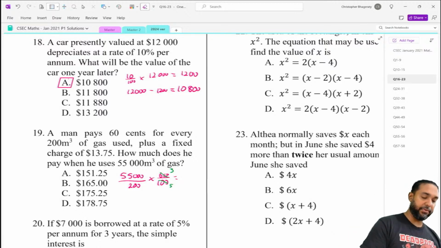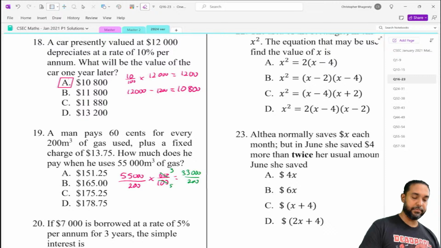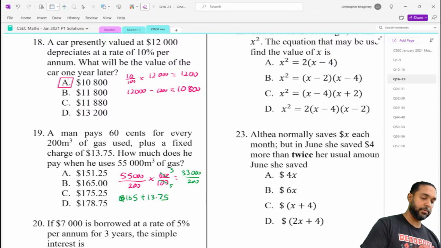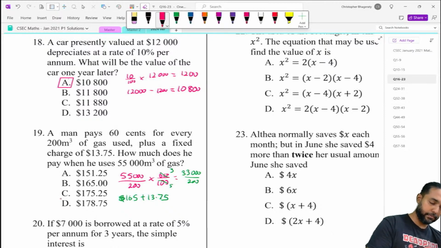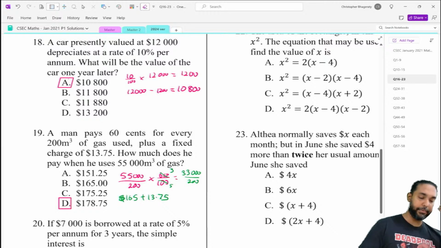Right. So now we have 33,000 over 200, which I think is 165. And we still have to add the 1,375 to that, which I think is 178.75. Yes. All right, cool. Option D.